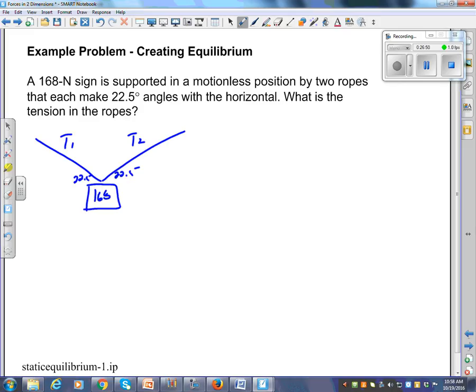Would they be the same? But just for clarity, I'm going to label them T1 and T2. And I'm going to have to make components. I'm going to call this one over here T1Y, and this one T2Y. Now, T1Y plus T2Y is equal to 168. How come? Because the net force must be 0.